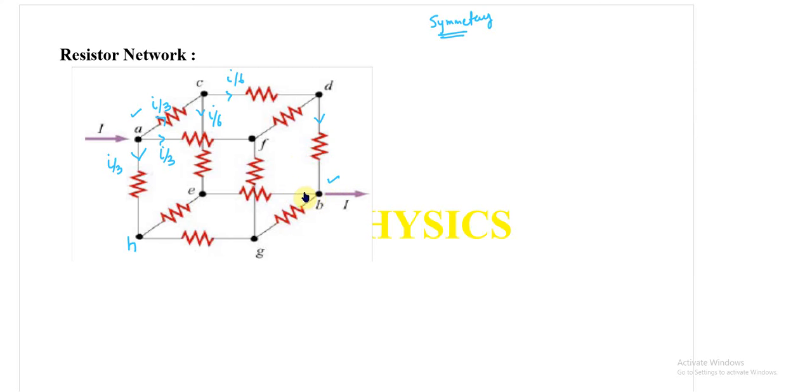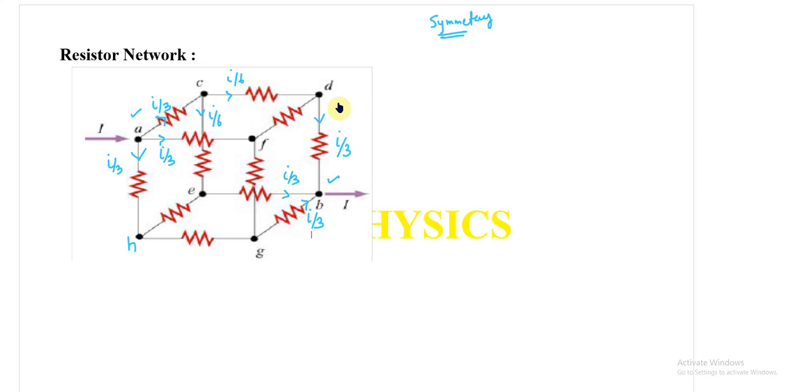You're understanding what I'm telling? This is identical, this is identical, this is identical. So what will it demand? It will demand that the current should be I by 3 on this side, I by 3 on this side, and I by 3 on this side.